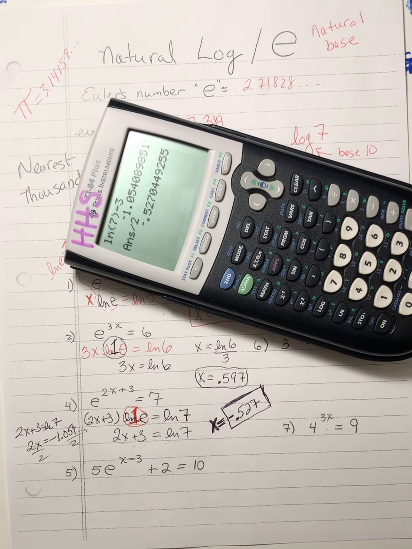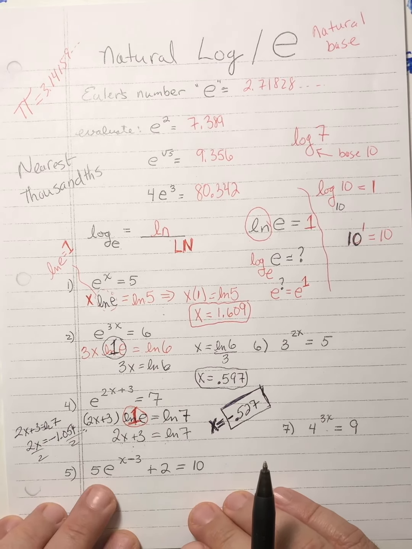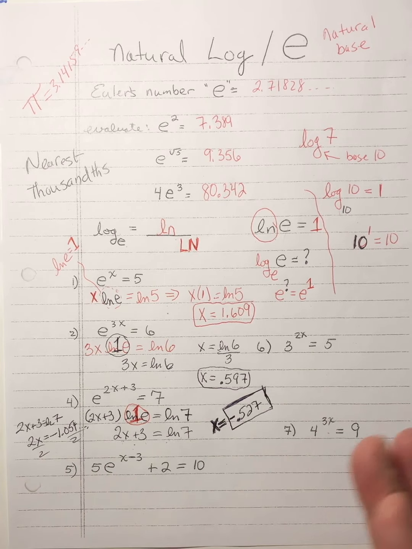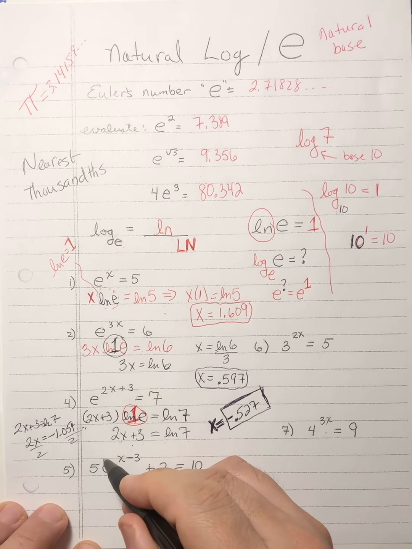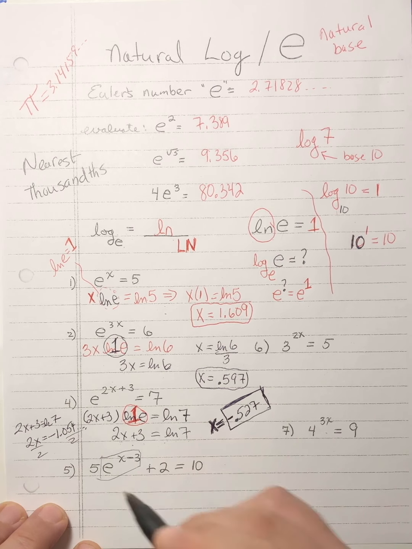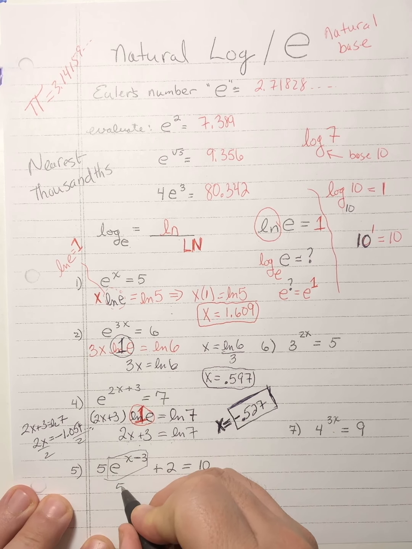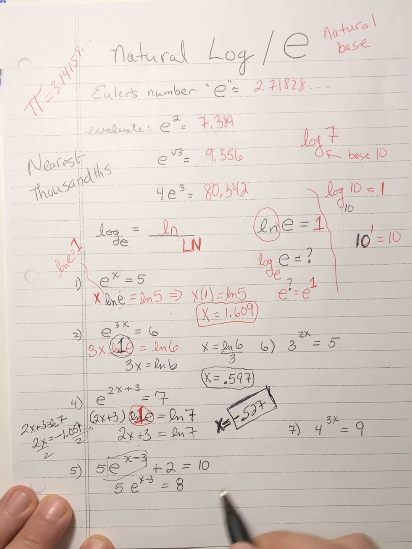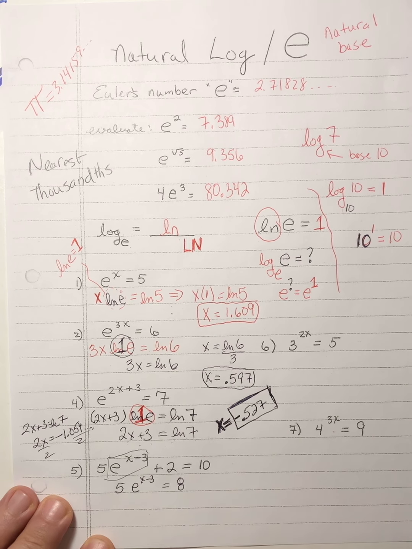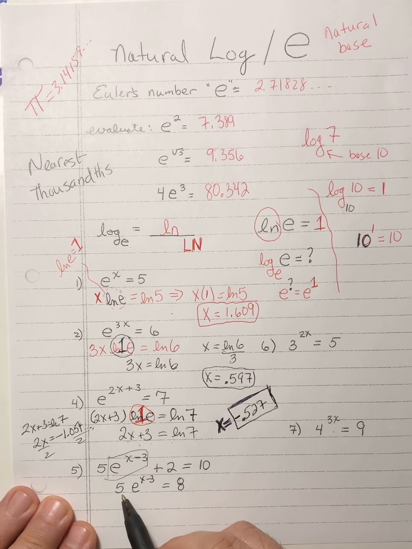Okay, number 5. All right, we've seen problems like this before. But first of all, we don't freak out. What are your first steps? All right, we have to start by getting rid of the 2. We need to get this all by itself. That's right, we've got to subtract 2 first. So it's 5 e to the x minus 3 equals 8. How did I get 8? I subtracted 2 from both sides. And now what do we do? That's right, we have to divide by 5.